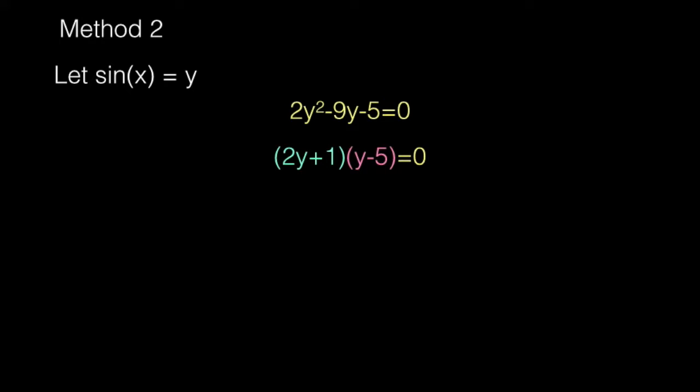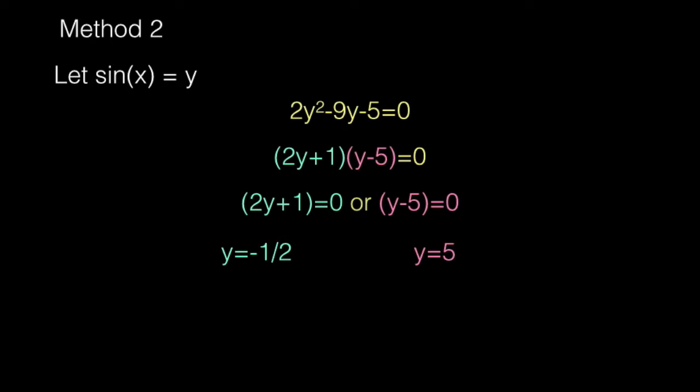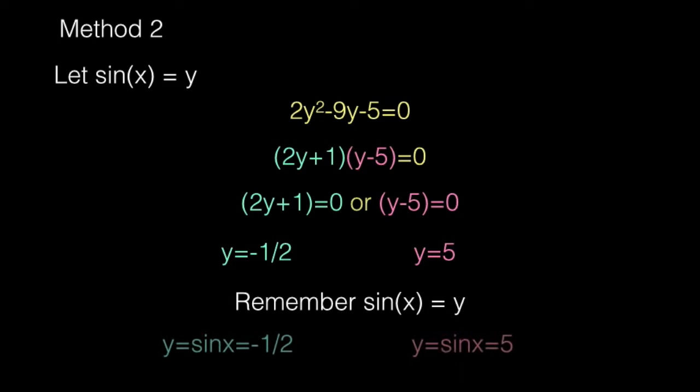You would factor it out in terms of y, so you'll get 2y plus 1 times y minus 5 is equal to 0. And then you set the equations equal to 0. You solve for y, but you have to remember that y is equal to sine of x. So you have to get sine x is equal to negative half, sine x is equal to 5, and you'll get the same answer of x is equal to 7 pi over 6 plus 2k pi, and x is equal to negative pi over 6 plus 2k pi.